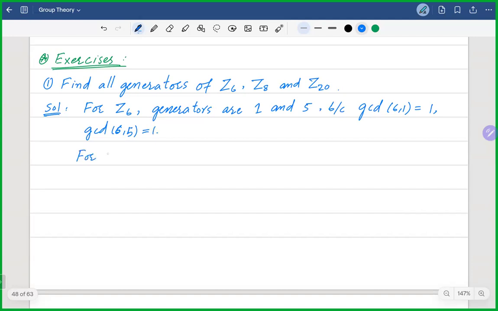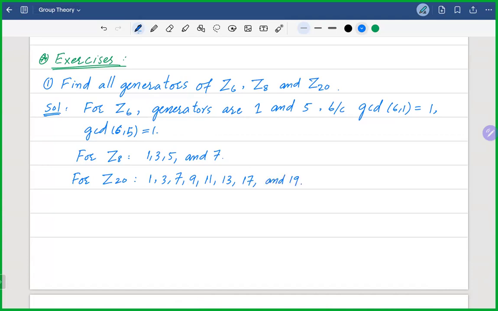Now, remember the definition. Now I'm going to write only the generators. For Z8, we have 1, 3, 5, and 7. For Z20, we have 1, 3, 7, 9, 11, 13, 17, and 19. Perfect.